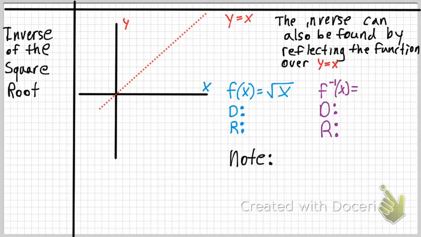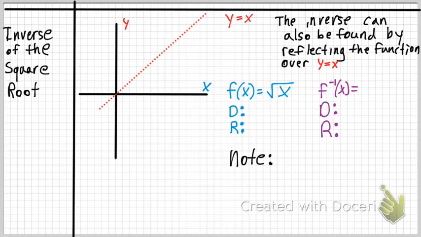The first one is that the inverse can be found by reflecting across the function y equals x. So y equals x is this diagonal line here that starts at 0, 0, and then it goes over 1 and up 1 for all of eternity. So if you reflect any function over that line, then it's going to give you the inverse.